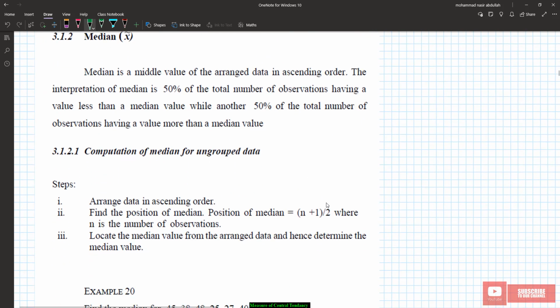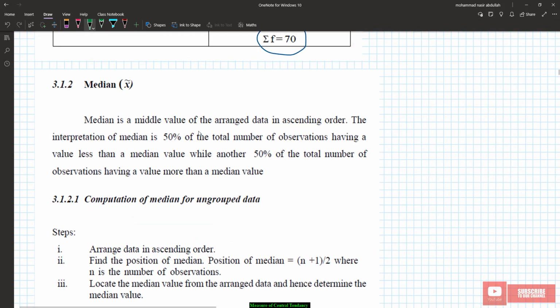Let's look at median. The symbol for median is x tilde. Anything with a tilde above the alphabet represents median. So median is the middle value of a range of data in ascending order.